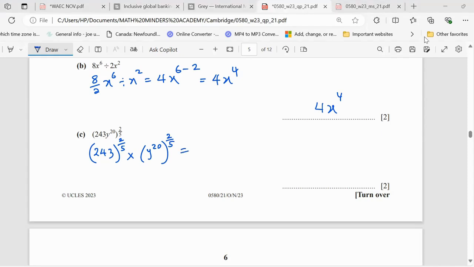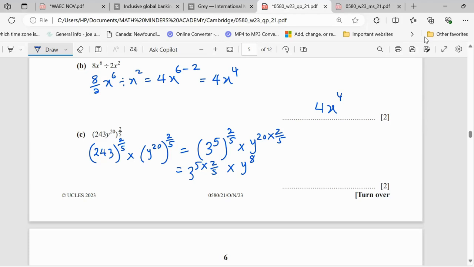So we can write this as 3 raised to power 5 over 2, over 5 times y raised to power 20 times 2 over 5. Now, this becomes 3 raised to power 5 times 2 over 5, times y raised to power 8. Of course, 20 times 2 is 40, over 5, is 8.